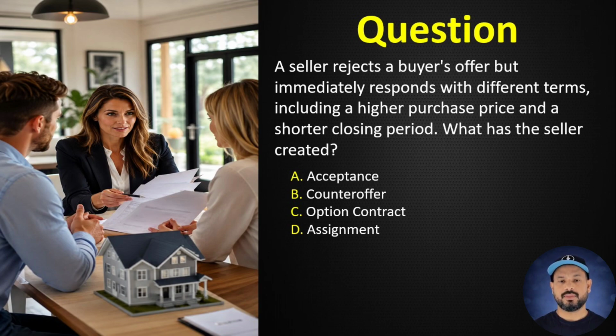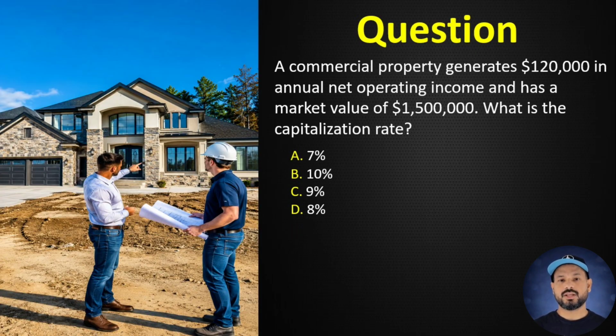Question number 3. A seller rejects a buyer's offer but immediately responds with different terms, including a higher purchase price and a shorter closing period. What has the seller created? A. Acceptance. B. Counteroffer. C. Option contract. D. Assignment. Correct answer, B. Counteroffer.